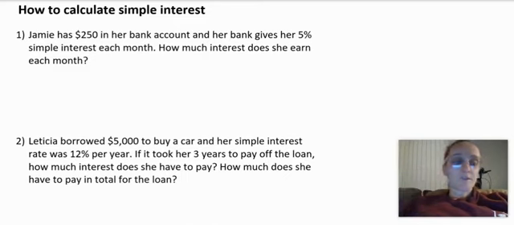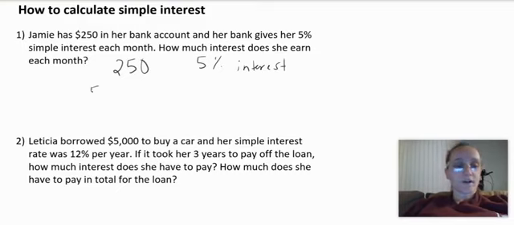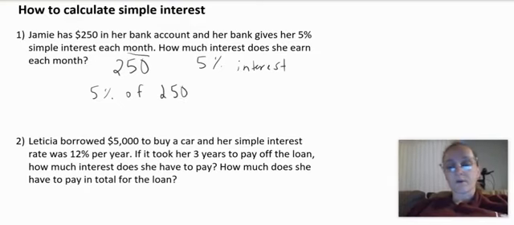So for the first problem it says Jamie has $250 in her bank account and her bank gives her 5% simple interest each month. How much interest does she earn each month? Okay, so we know that Jamie has $250 in her bank and it's 5% interest. So we want to figure out what is 5% of 250, and that's going to tell us how much interest she has to pay per month.